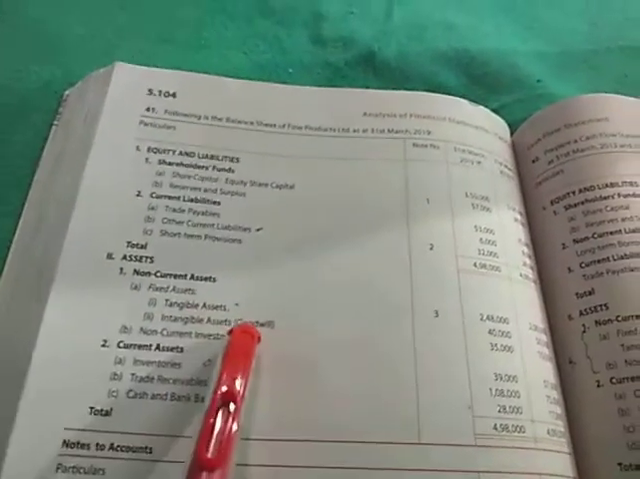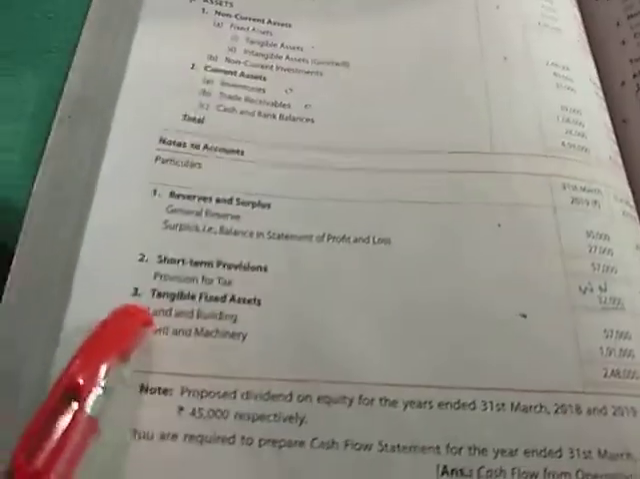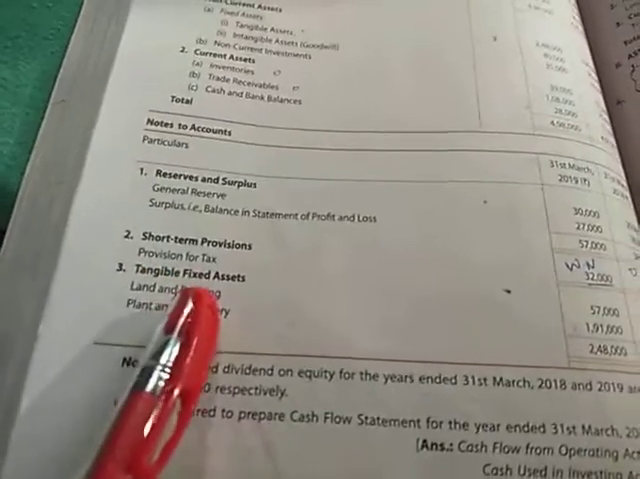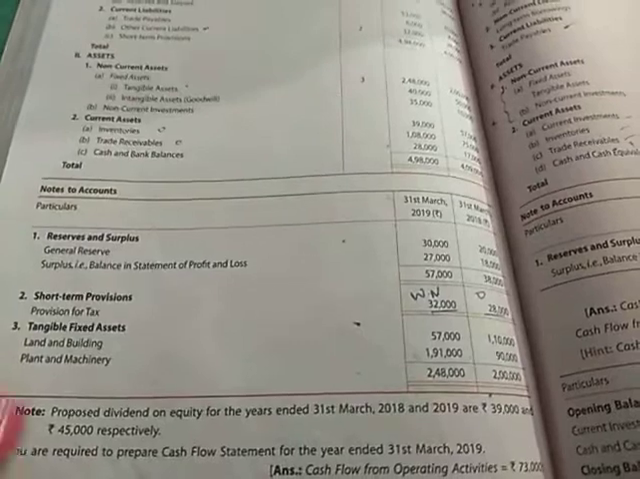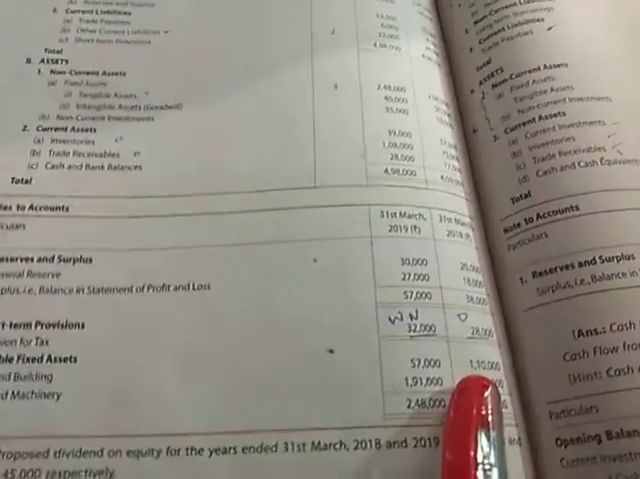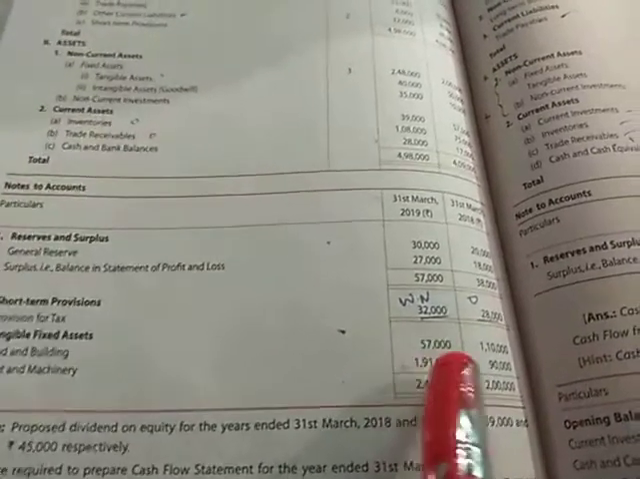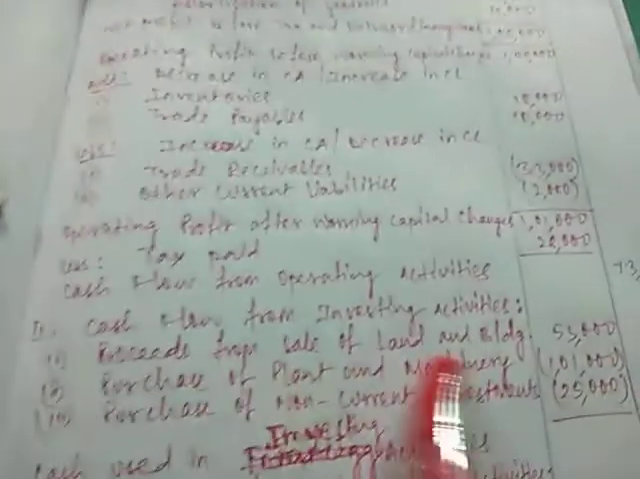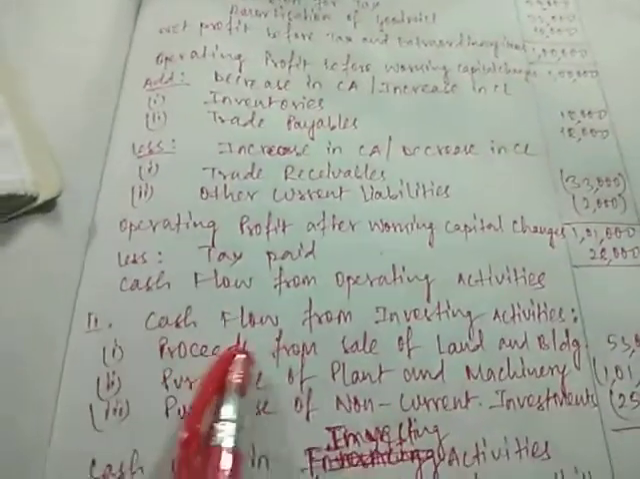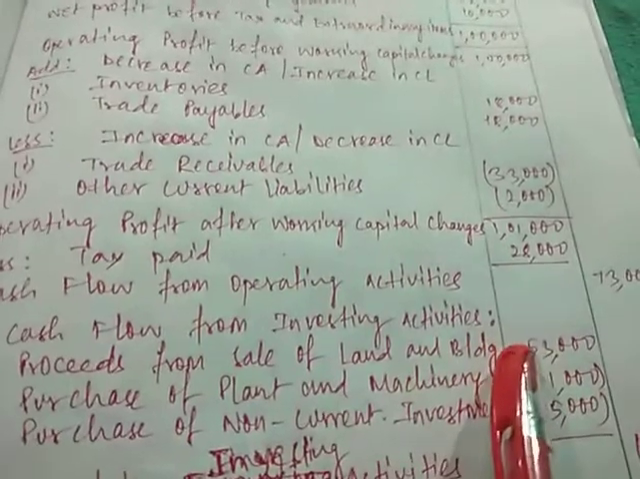Let us see what are the assets that we have. Under assets, we have fixed assets and intangible assets. Intangible assets, goodwill, we have already seen. Now let us see what is the fixed asset, tangible assets. Their working notes to accounts have been provided for tangible assets, land and building and plant and machinery. Let us see their figures. Land and building, from 1,10,000 to 57,000 it has decreased. Means we have sold the land and building from 1,10,000 to 57,000. There is a decrease of 53,000. So proceeds from sale of land and building 53,000 is written here.